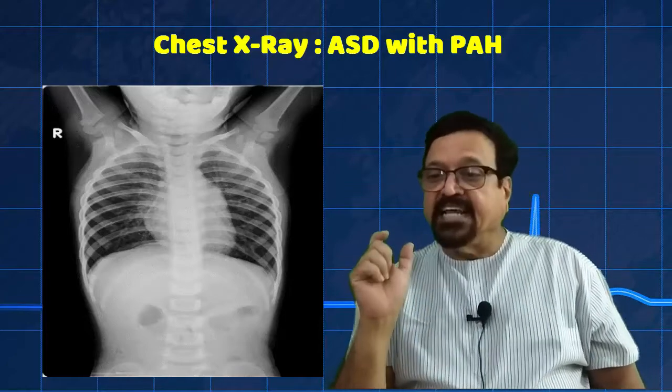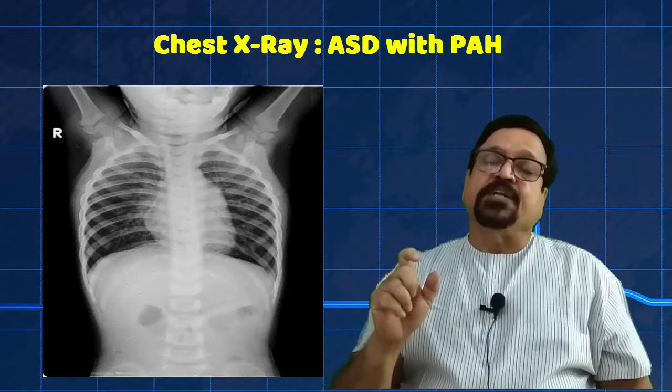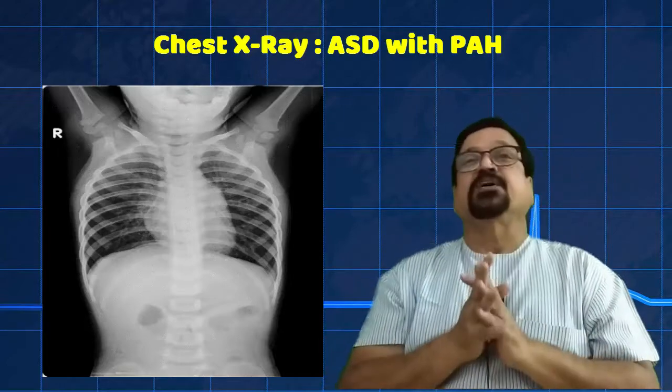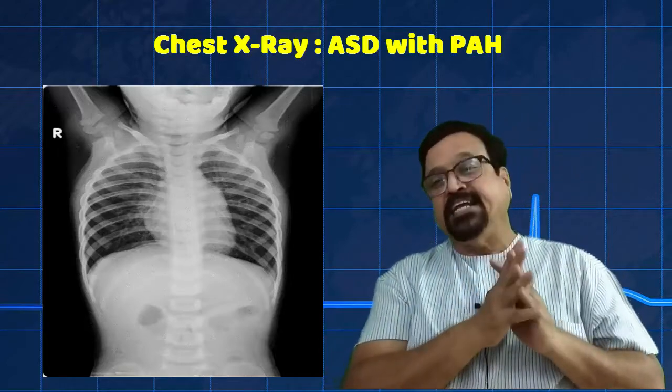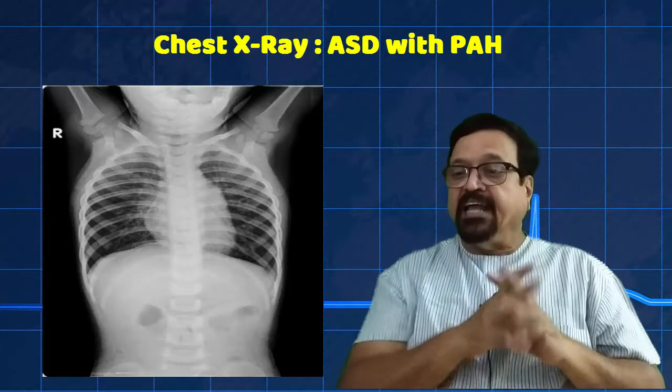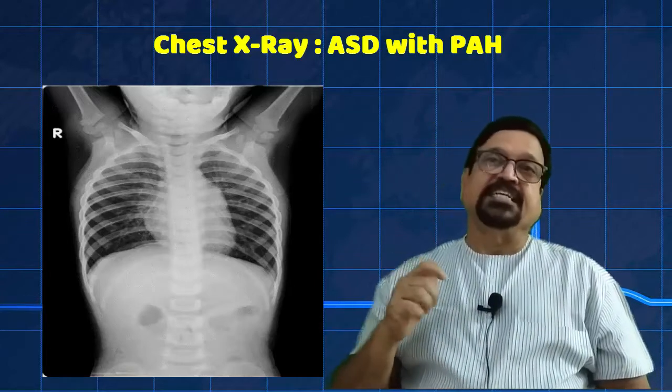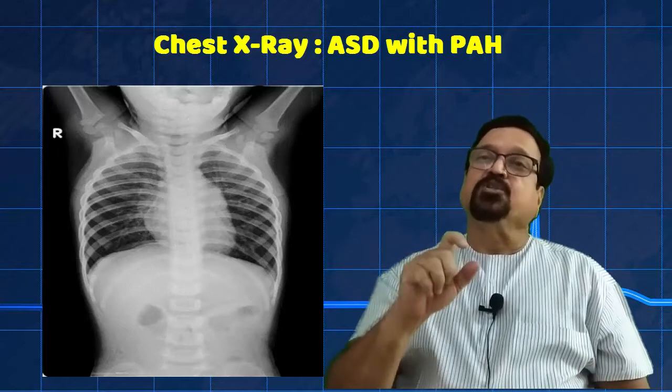And the second are the non-cyanotic. Non-cyanotic we get mainly plethoric, what we had seen just now. In plethora we get ASD, VSD and aortic or pulmonary valve diseases. These are the conditions where we get plethoric lung fields.